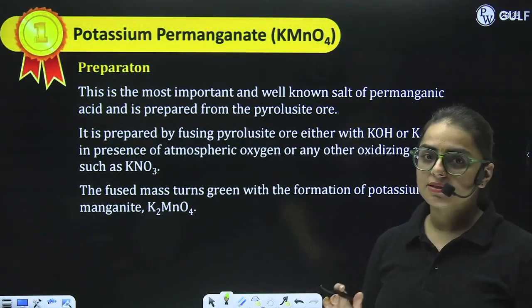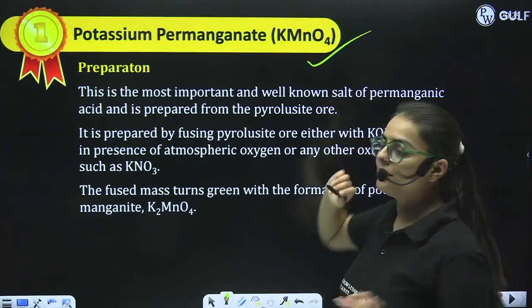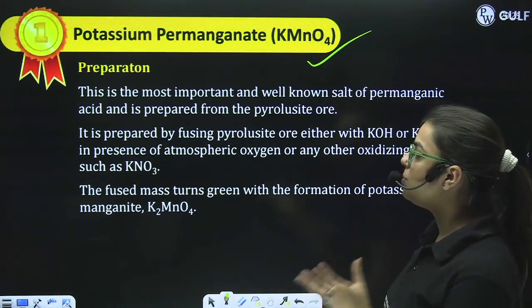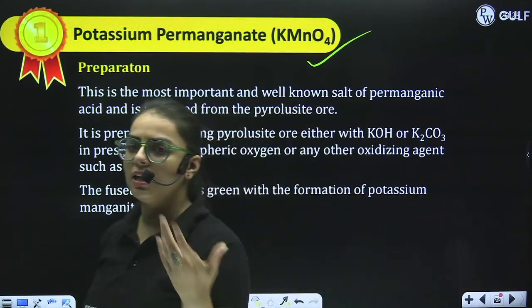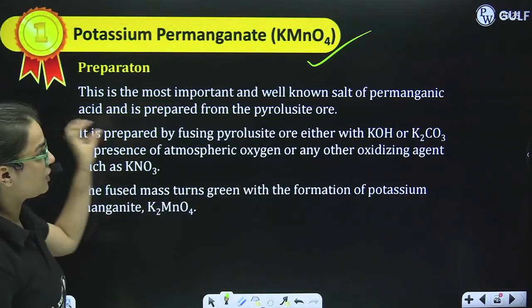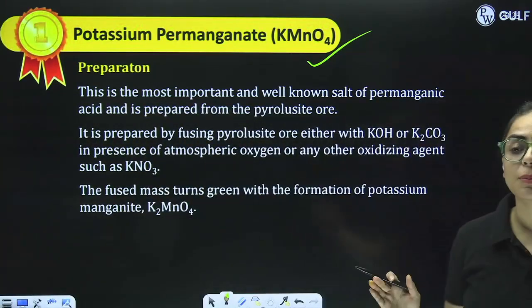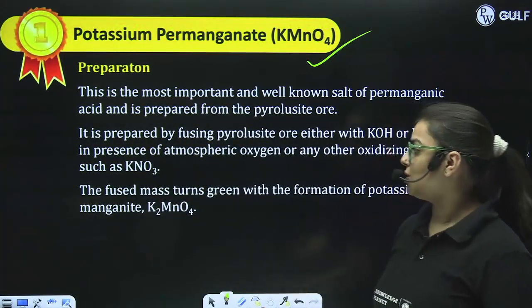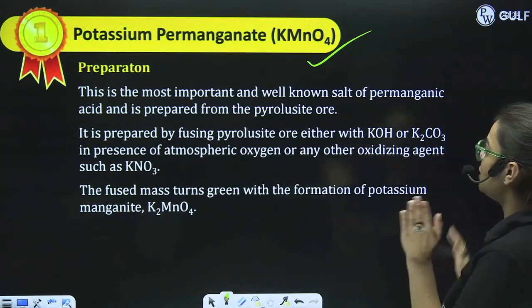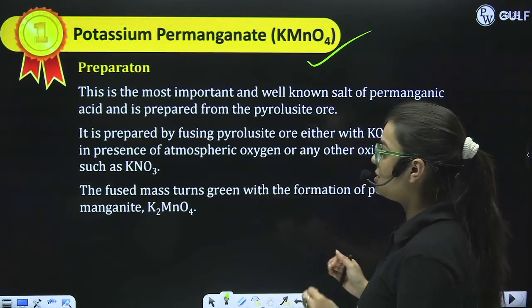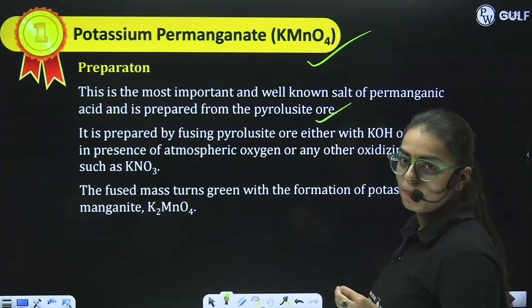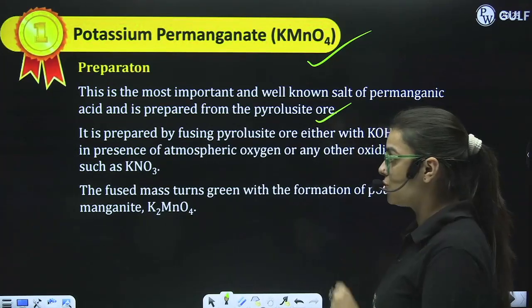Right, now comes the next compound, that is potassium permanganate, that is KMnO4. Now if I'm talking about the preparation method, it is again an important one. If you want to read it, you can read it, because we generally use this chemical a lot in the laboratories and we have heard about it, but we don't know the method of preparation. This is the most important and well-known salt of permanganic acid and is prepared from pyrolusite ore. Now this you have heard in the metallurgy part also.